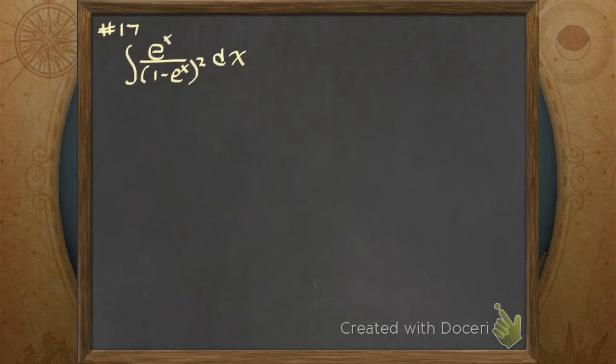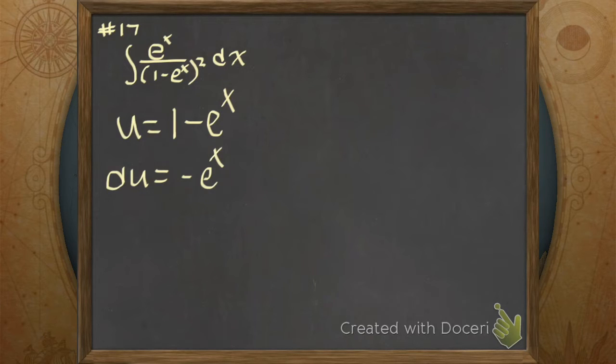Go ahead and make a u sub. Previously mentioned in math class, what are you going to let u be? 1 minus e to the x. What's next? We need to find our du. So our du, we take the derivative of that. What's the derivative of 1 minus e to the x? Minus e to the x.